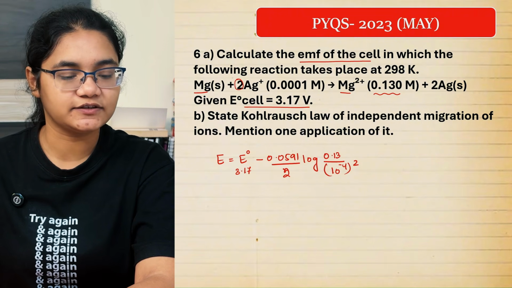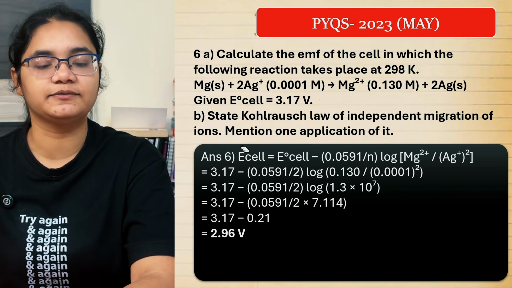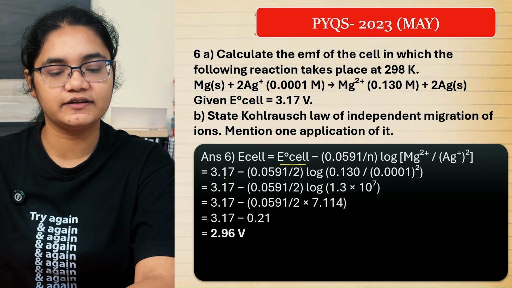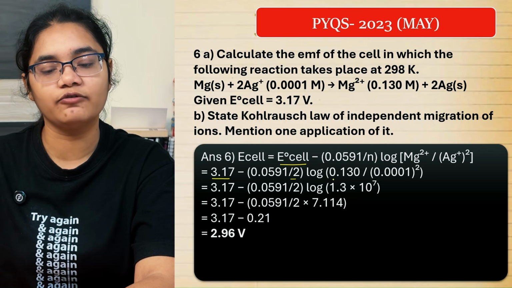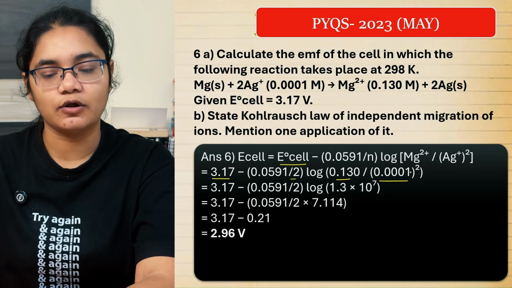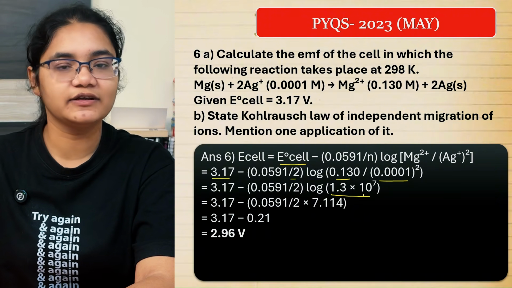So now I can show you the substitution in detail. You can see E of the cell is equal to E naught of the cell, that is 3.17, minus 0.0591 by 2 log of 0.13 by 10 to the power of minus 4 squared. Now if you just solve this, it becomes 1.3 into 10 to the power of 7, right?